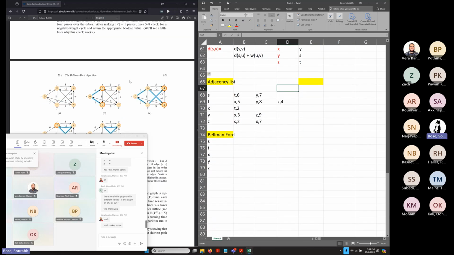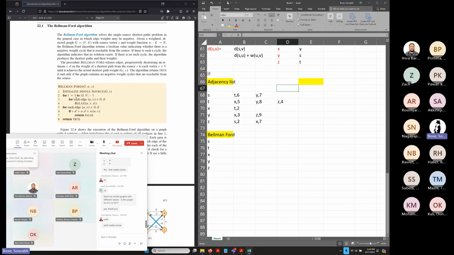So what does Bellman-Ford do? Bellman-Ford was just these three lines. The rest of the lines were just doing it once more to check for negative cycles. But essentially, for V minus 1 times, why V minus 1? Because we said that if there are no negative cycles, but there are negative weights, it can, let me move my hand around a bit.